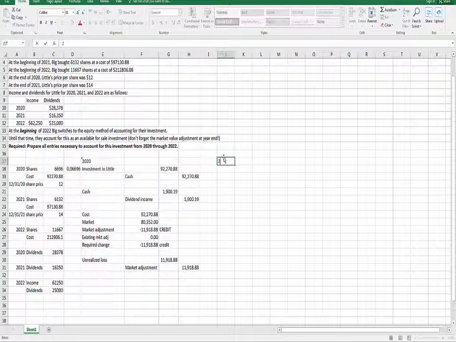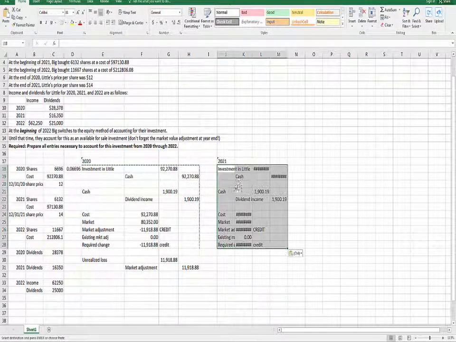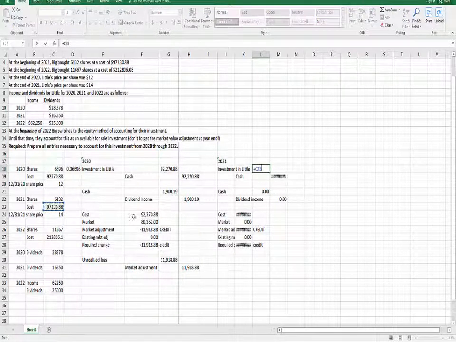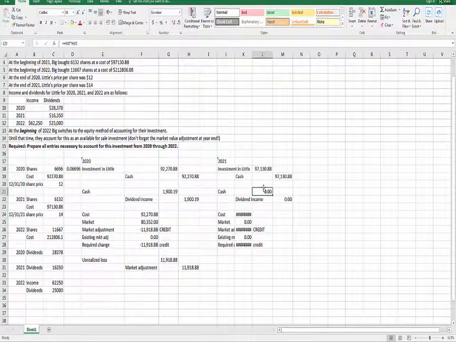And we're going to do much the same thing. Again, I'm just going to copy this stuff to have my framework waiting for me. Okay, our investment in year 2. We paid $97,130. Our dividends, again, now what do we own? We own 6,696 plus 6,132. So we own close to 13,000 shares out of the 100,000. So we own about 13%, and so we're going to get 13% of the 2021 dividends.